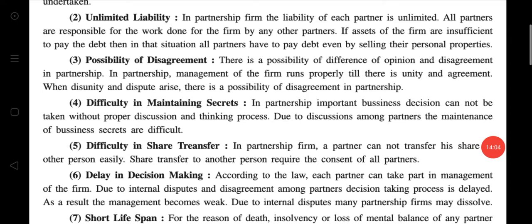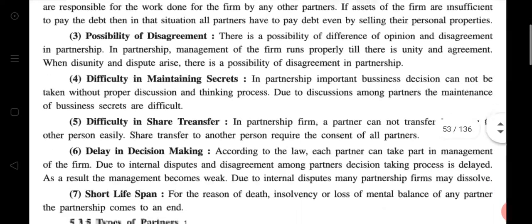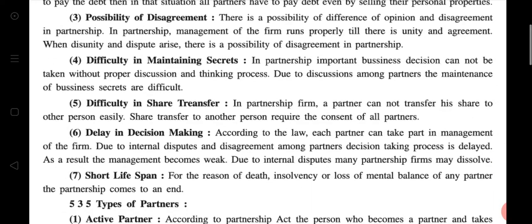And if assets of the firm are insufficient to pay the debt, then all the partners have to pay the debt even by selling their personal property. That means if the liability of the firm is more than the assets of the firm, then all the partners have to sell their personal property for the payment of the liability of the firm. Clear? Okay.